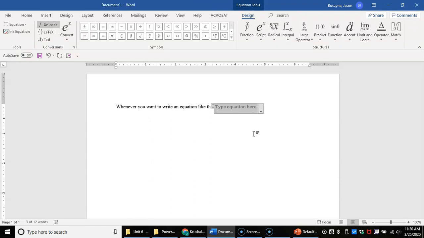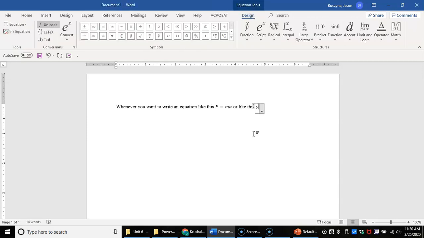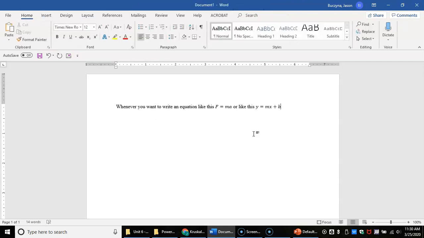So a reasonably common equation in physics, for example, is F equals ma. And I'm done writing that equation. So now I can press Alt equal and get out of Equation Editor and just keep typing, or like this, a common math equation, y equals mx plus b. Notice that by default, all of the quantities are italicized. That is the norm in both science and mathematics, that physical quantities, coordinates, etc. are italicized when they are typed out.